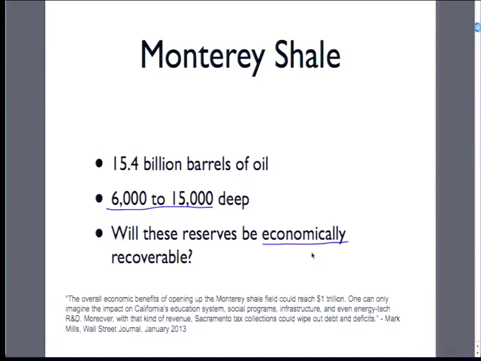It's a weird time. The governor is super excited about fracking. We have Jerry Brown, super lefty environmental governor. But the potential for revenue for the state of California, so here's a quote from the Wall Street Journal: the overall economic benefits to open up the Monterey Shale field could reach $1 trillion, right? Let's take 15 billion barrels and multiply it times 100, 150, 200, whatever we want to multiply it by. One can only imagine the impact on California's education system, social programs, infrastructure, even energy tech R&D. Moreover, with that kind of revenue, Sacramento tax collections could wipe out debt and deficits.